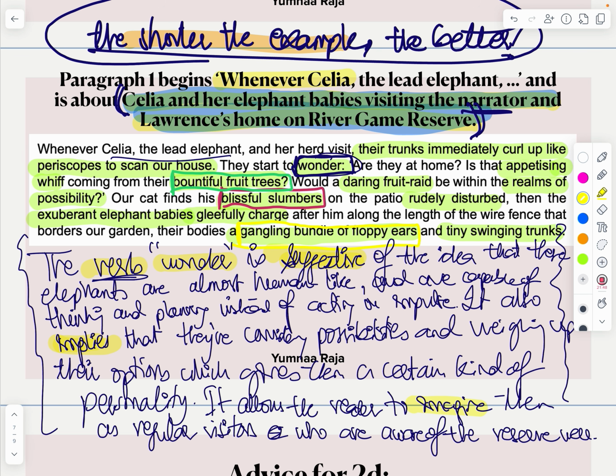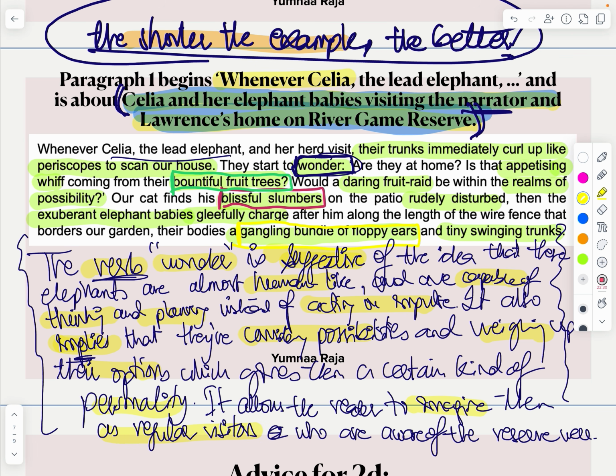Please remember that nowhere have I said that the word wonder means to be curious or be inquisitive. I haven't given the literal meaning of the word. This is something that a lot of kids generally get wrong, which is that they start giving the literal meanings of the words. You are not going to say that. You're going to imply, like I said here, that they are considering possibilities, they are weighing their options, it gives them a personality, they're almost human-like, they're capable of thinking and planning, they are not acting on impulse, and it makes me feel like they are regular visitors.